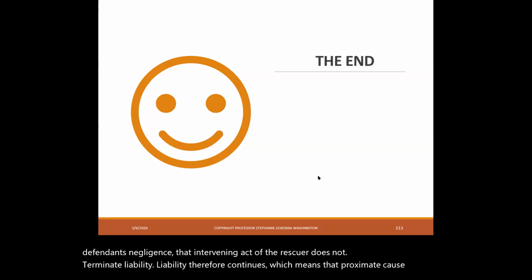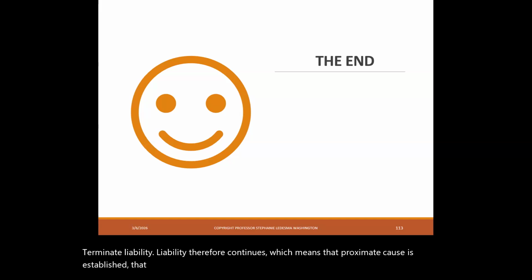That is the end of proximate cause. We now move to damages.